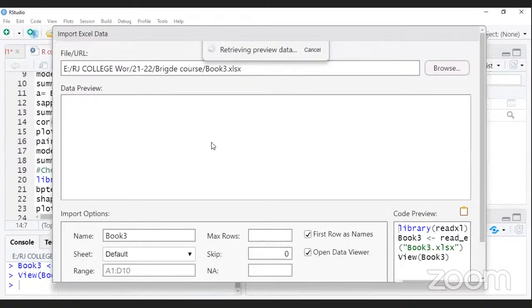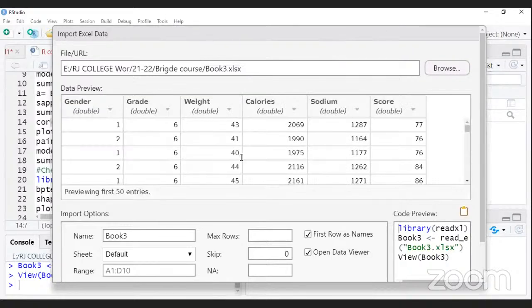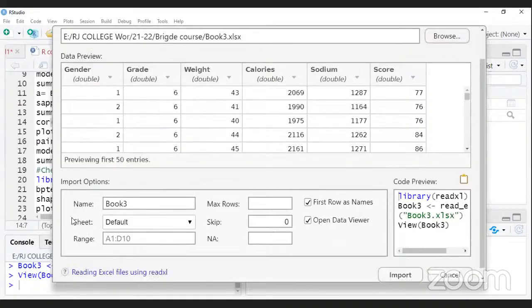It will retrieve your data for preview. So if it is okay, then it will show you the preview. If it is not okay, then you have to check properly what is wrong. So what I was talking about here is the sheet. By default, the data is coming, but sometimes you have saved your data in sheet 2.